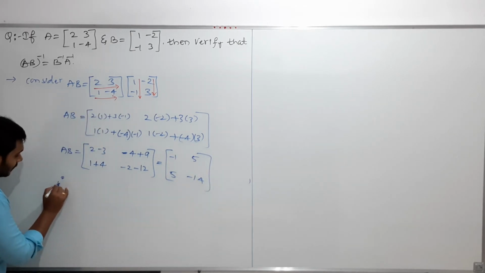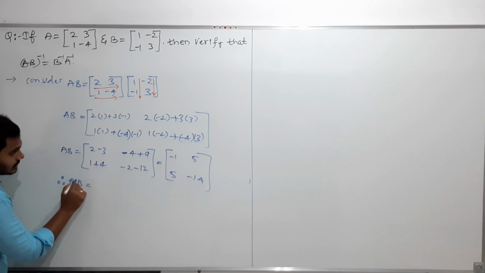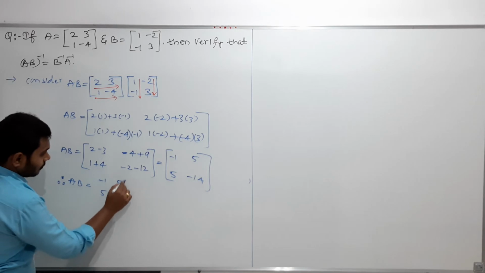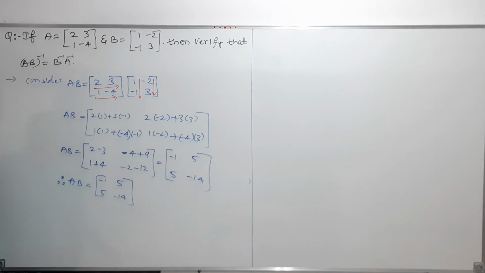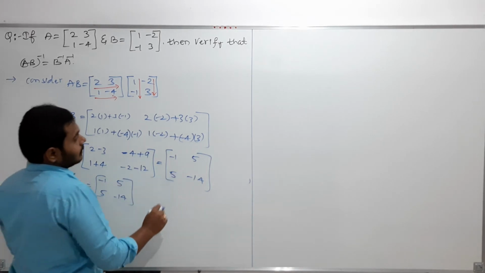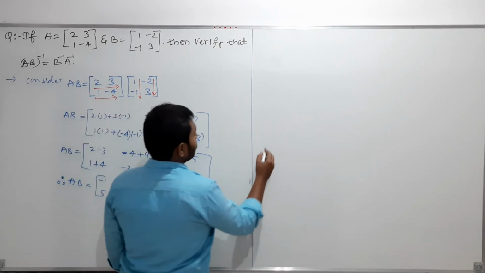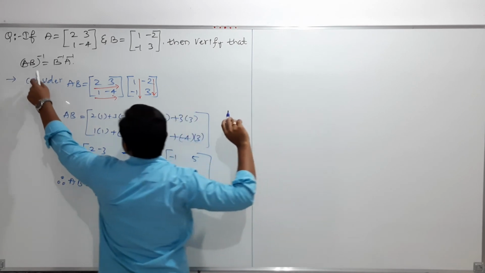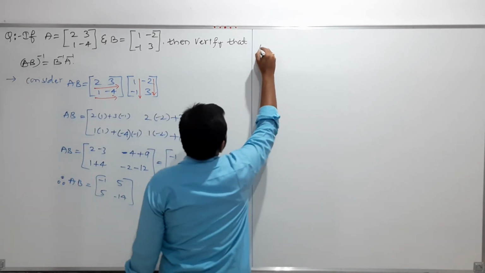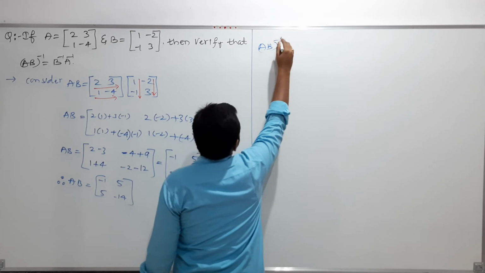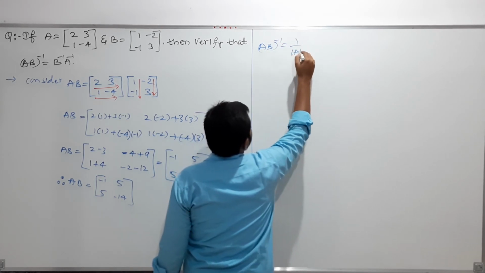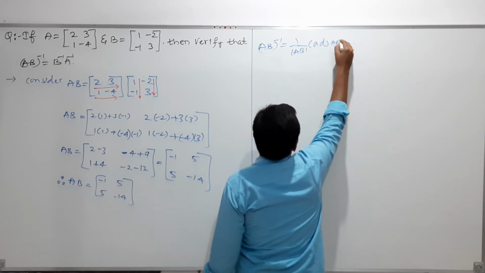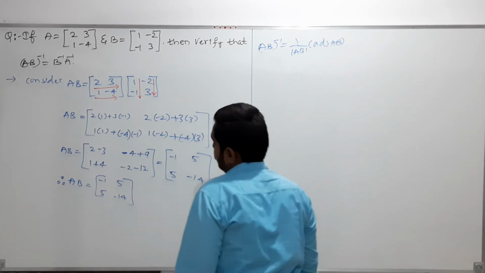Clear? So therefore the matrix AB is [[-1, 5], [5, -14]]. Clear? So I'll write it here. What should we prove here? We should prove that, my dear students, or else we should calculate the inverse of AB. So (AB) inverse is equal to 1 divided by determinant of AB into adjoint of AB. This we should prove. Clear?